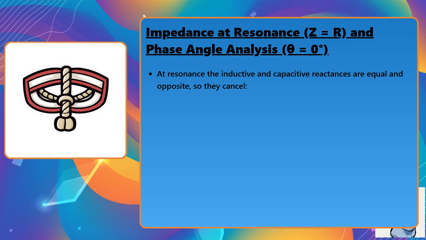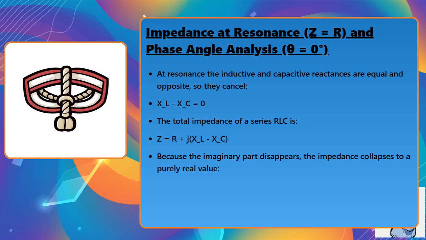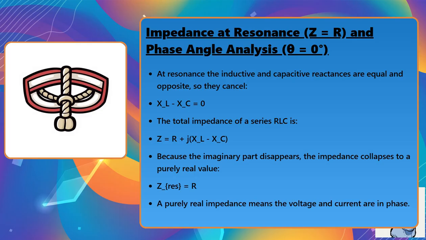At resonance, the inductive and capacitive reactances are equal and opposite, so they cancel. X sub L minus X sub C equals 0. The total impedance of a series RLC is Z equals R plus j times X sub L minus X sub C. Because the imaginary part disappears, the impedance collapses to a purely real value. Z sub res equals R. A purely real impedance means the voltage and current are in phase.